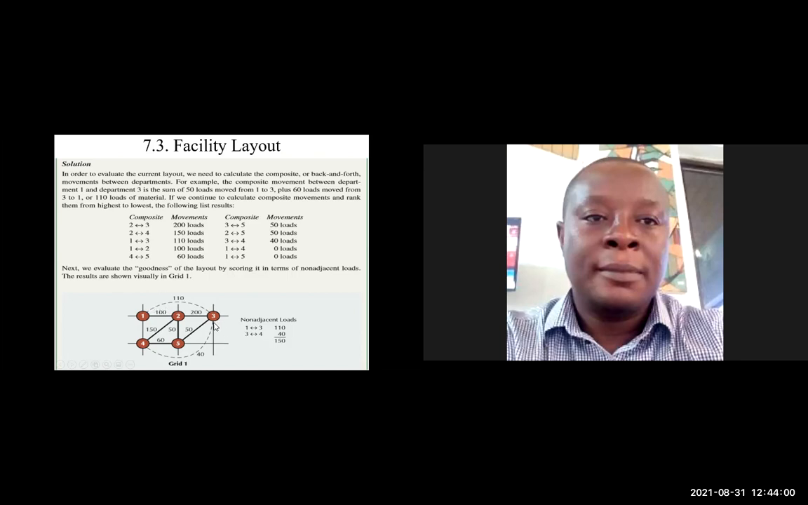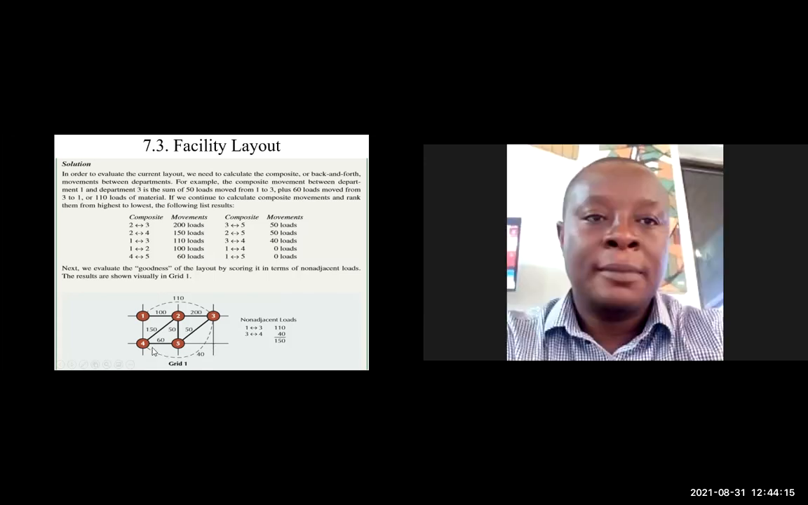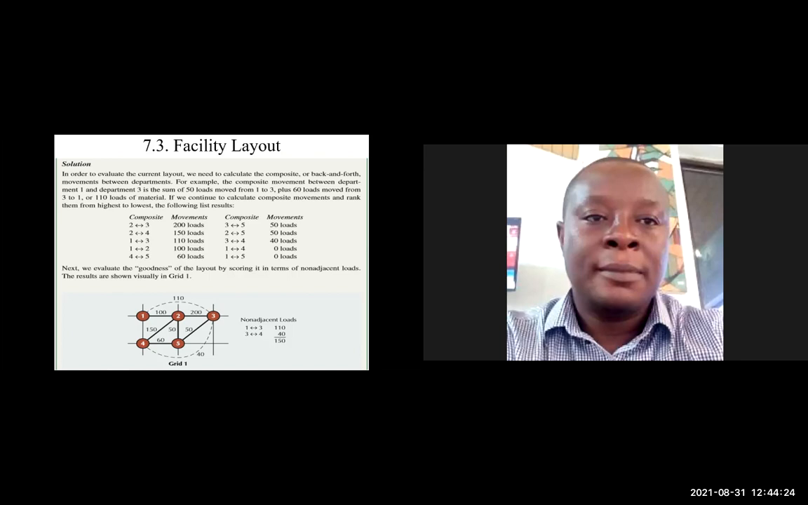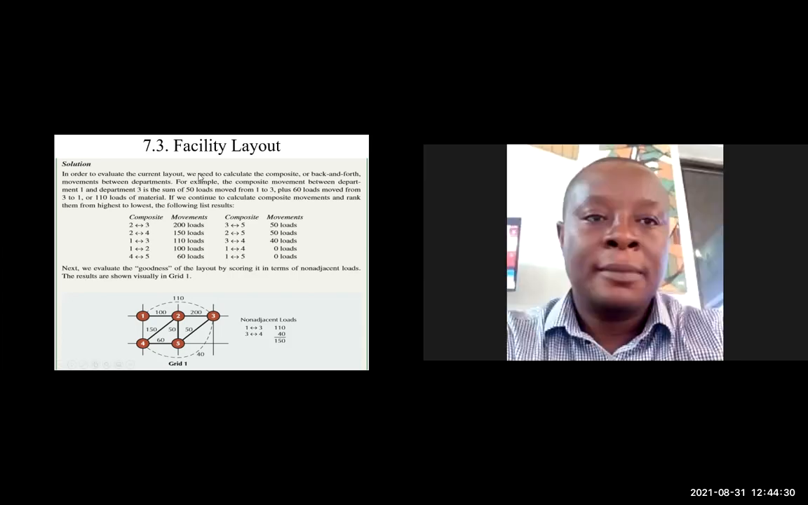What about the movement between 3 and 4? If you say we should bring 3 here, I will put 4 here. We'll still have a non-adjacent movement between 3 and 4 of 40. Okay. So your proposal doesn't solve the problem. The women, where are they? So another proposal. Yes, another proposal.